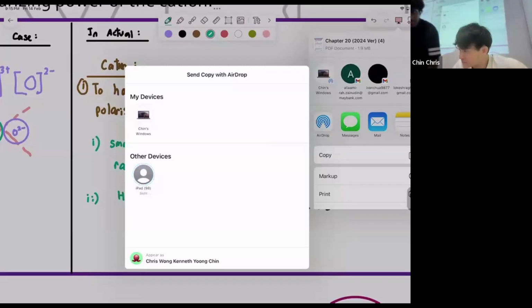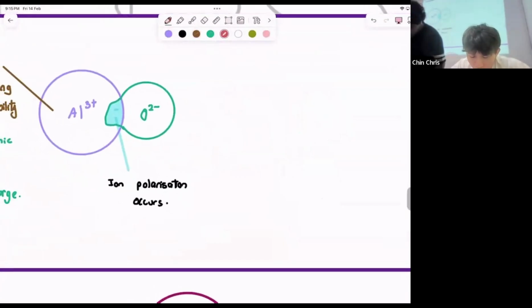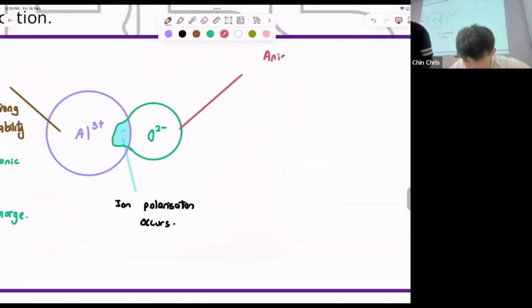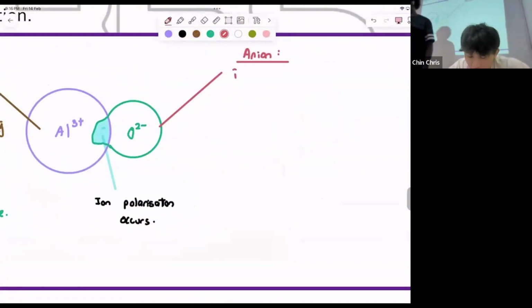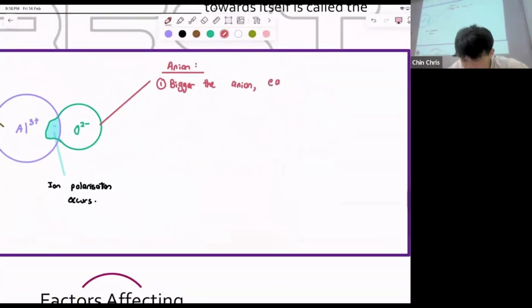Okay, let's look at your anion. In order for your anion to be easily polarized, the bigger the anion, the easier it is to be polarized, right?